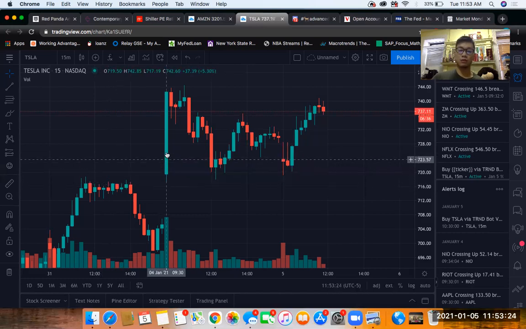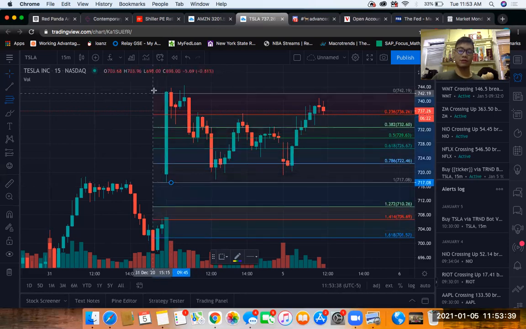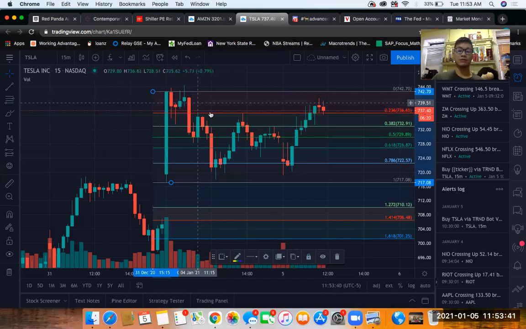So boom, we see this huge squeeze on Tesla hitting an all-time high at like 742.85, and it kind of just pulled back down. Now, if you miss this entire move, it's fine. Can't catch every move. What you can do is use the Fibonacci retracement tool.